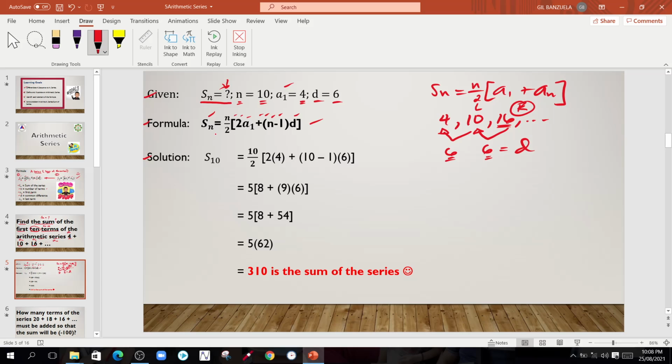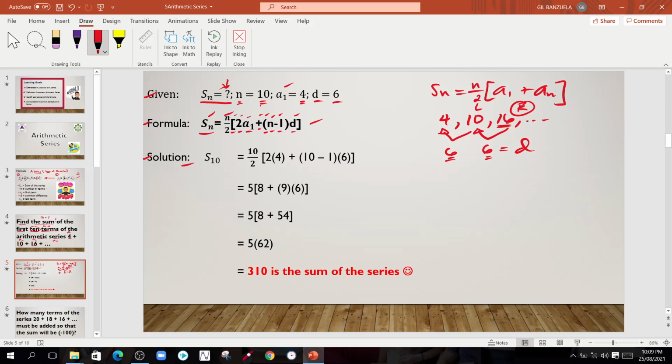Kung anong gamit niya. So, again, the sum of the series is equal to the half of the number of terms, then multiply to twice of the first term, then plus a quantity of the number of terms minus 1 times the common difference. So, I guess okay na tayo dyan. Then, ang susunod natin gagawin, we have to solve.